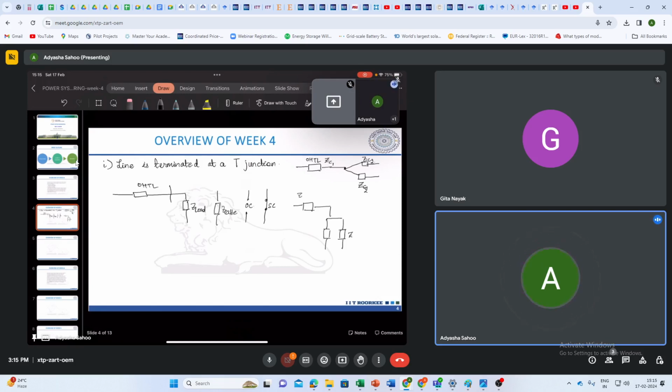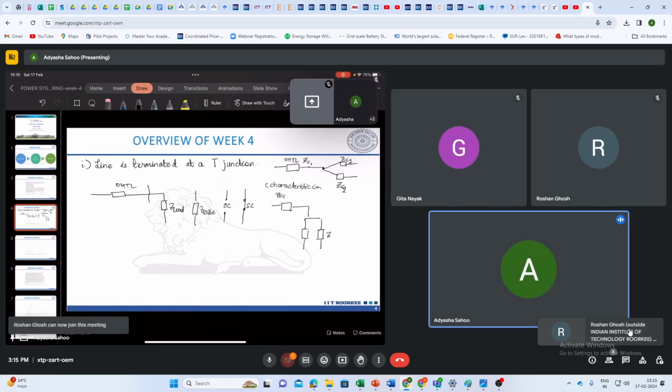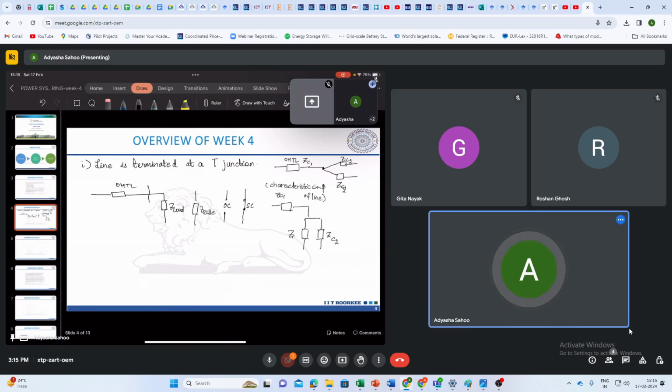So this is the characteristic impedance ZC1 of your line, and this is the characteristic impedance of the line, and ZC2, ZC2. These all cases we had previously seen. Today we will see another special case.